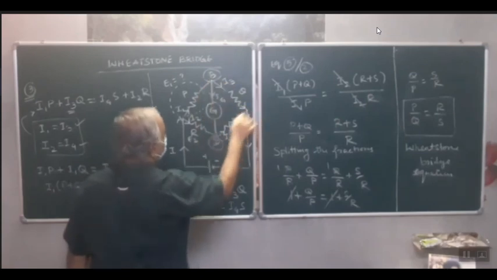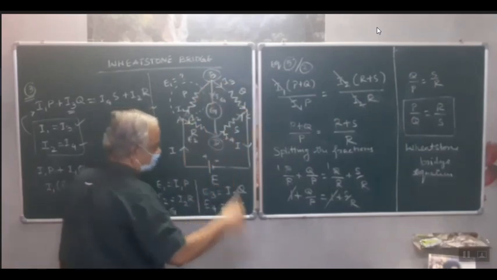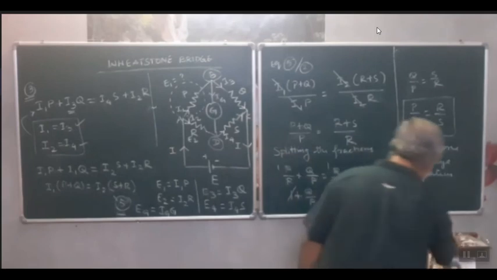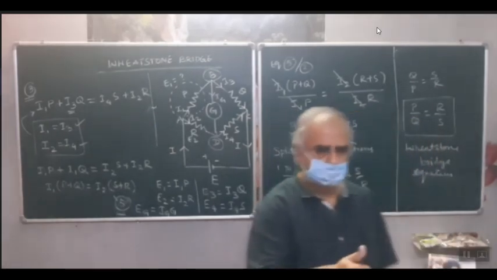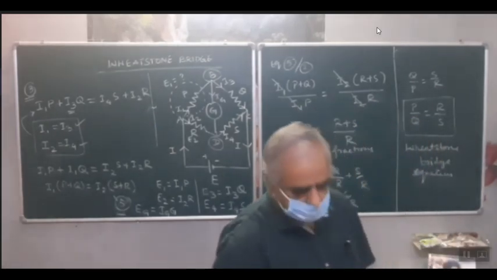Remember, these are two loops, I mean, a rectangular loop and a triangular loop. Are you able to understand?